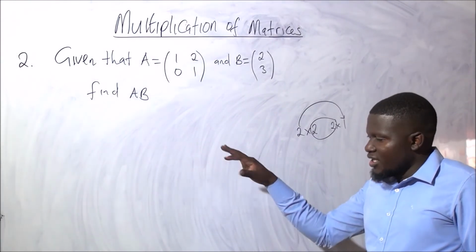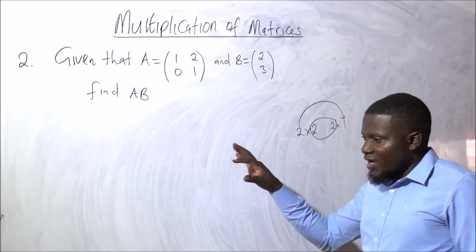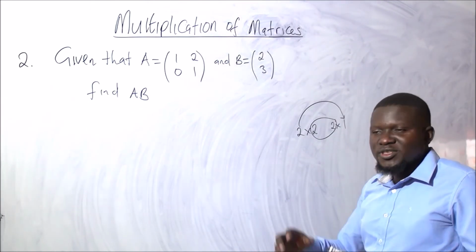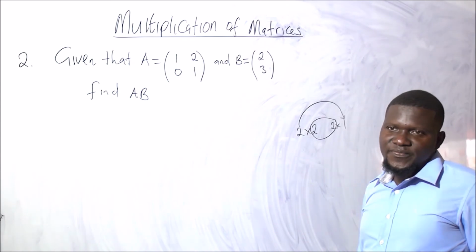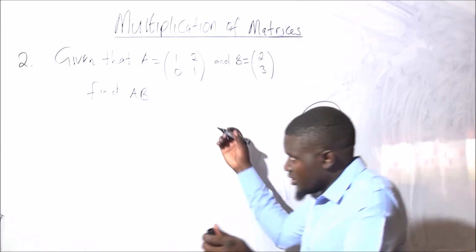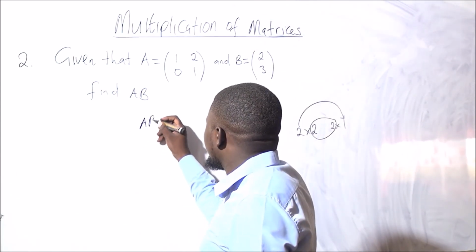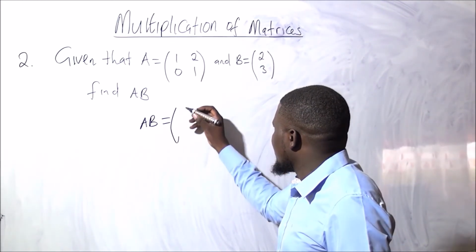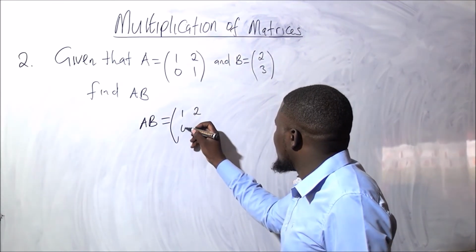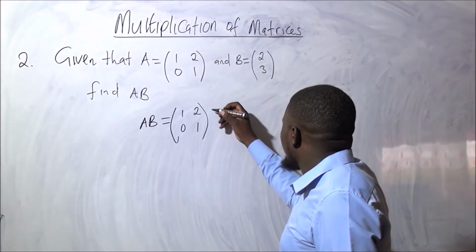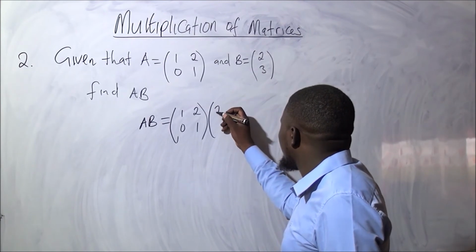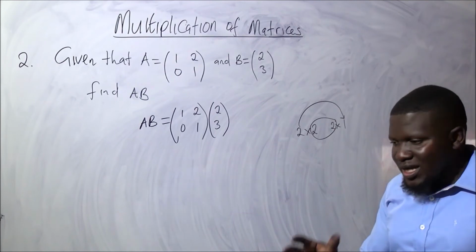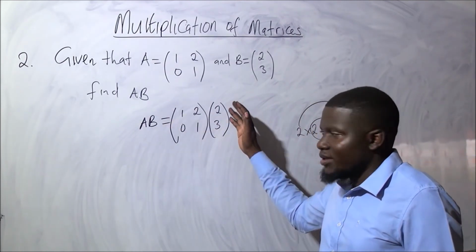Let's find out how we can find the solution for such a problem when it comes to multiplication of matrices. The way we have AB, we maintain it. We say AB is equal to, we start with A, open bracket, matrix A is 1 and 2, 0, and we have a 1 here. B, we attach the B, which is 2, and we have a 3 here. And then we start multiplying. The rule does not change, it's row by column.